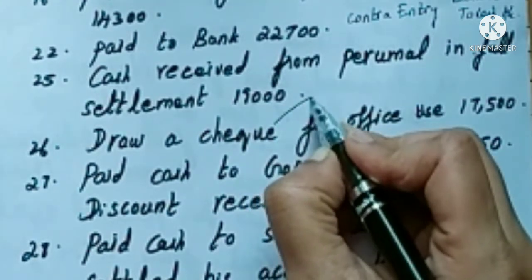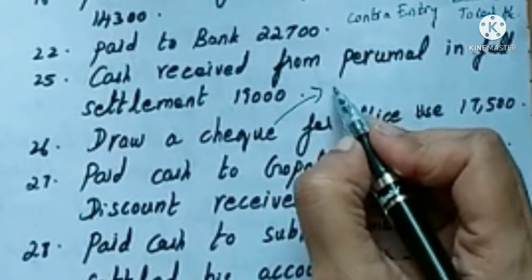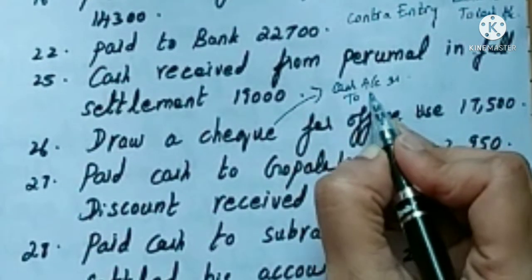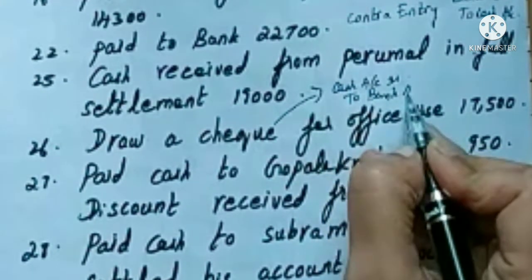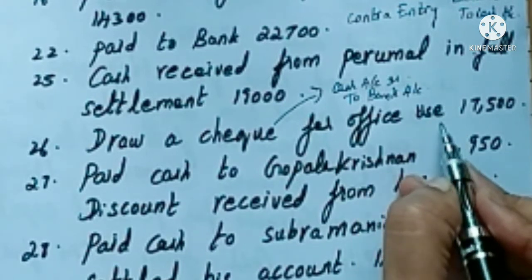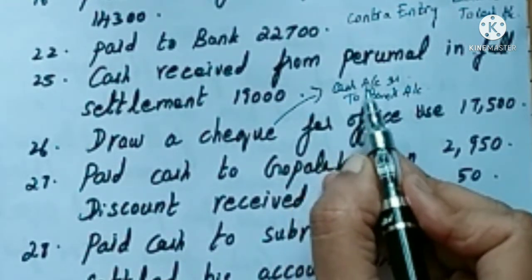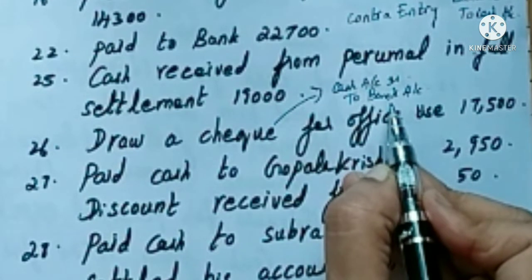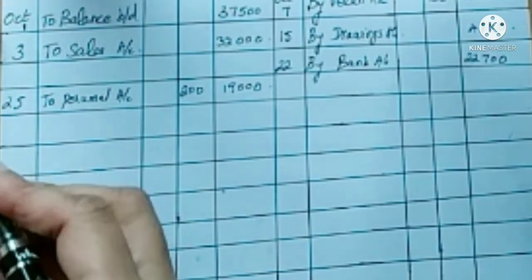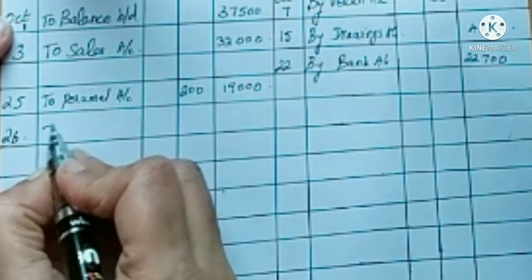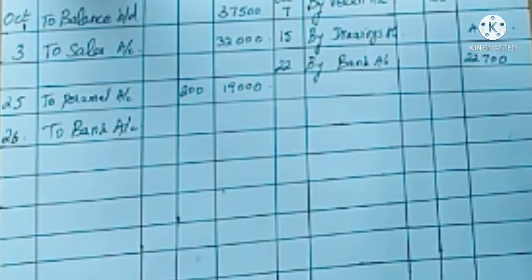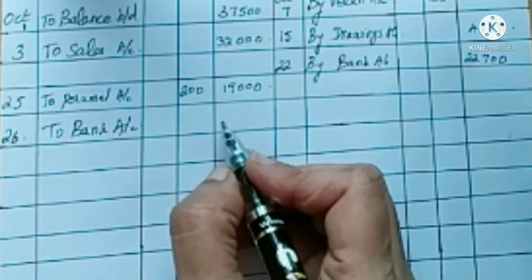Is that clear? So for 26th one, the entry is cash account debtor to bank account. Okay? It is similar to cash withdrawn from bank. So cash is debited. So I am going to write it on the debit side of cash book, to bank account. 26th, to bank account. Amount is rupees 17,500.